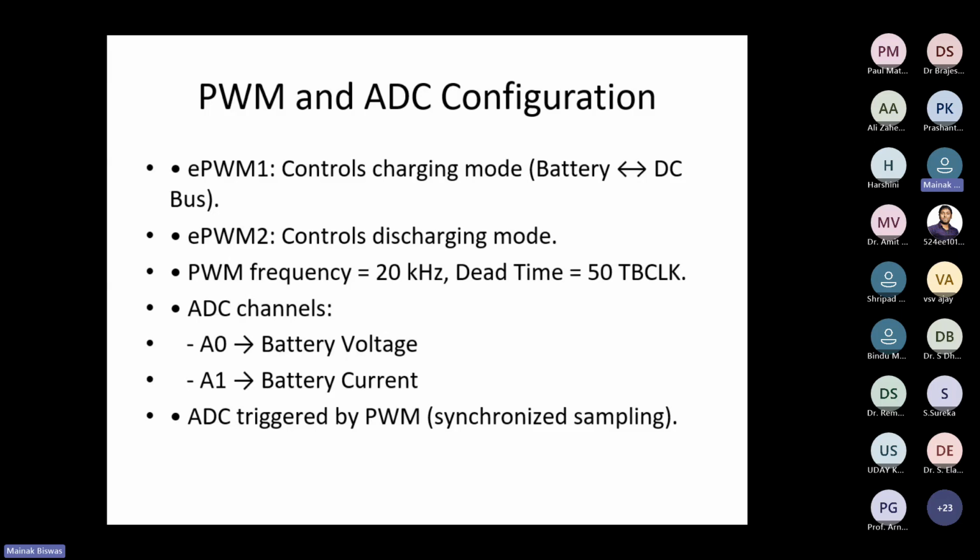Then we'll cover the PWM and ADC configuration. Here EPWM1 is for controlling the charging mode for the battery or DC bus; you can use either of them. EPWM2 is used for controlling the discharging mode. The PWM frequency, in my case, is 20 kilohertz, and the dead time is 50. For the ADC channels, A0 is for battery voltage and A1 is for battery current. The ADC is triggered by the PWM, which gives synchronous sampling.